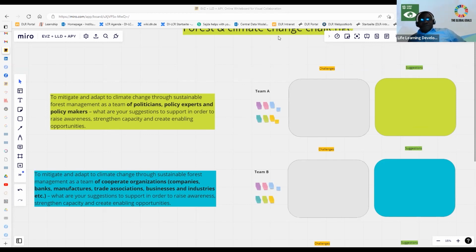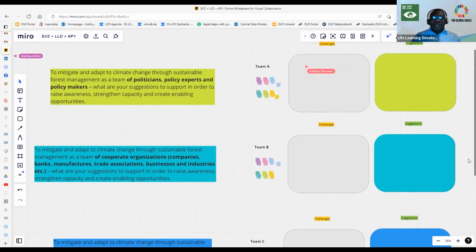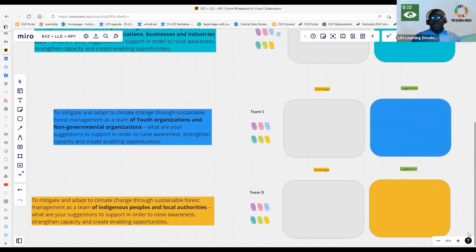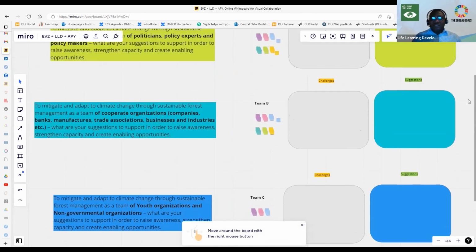So click on the link, the Miro board, and by the time you are distributed into the rooms, go into your room to discuss with your team. See yourself playing the role of all these guys. So if you're a politician, if you're a corporate organization, imagine what will be their role and try to provide the solutions. So youth organization, indigenous people, and local authorities. You have the challenges that you've identified.